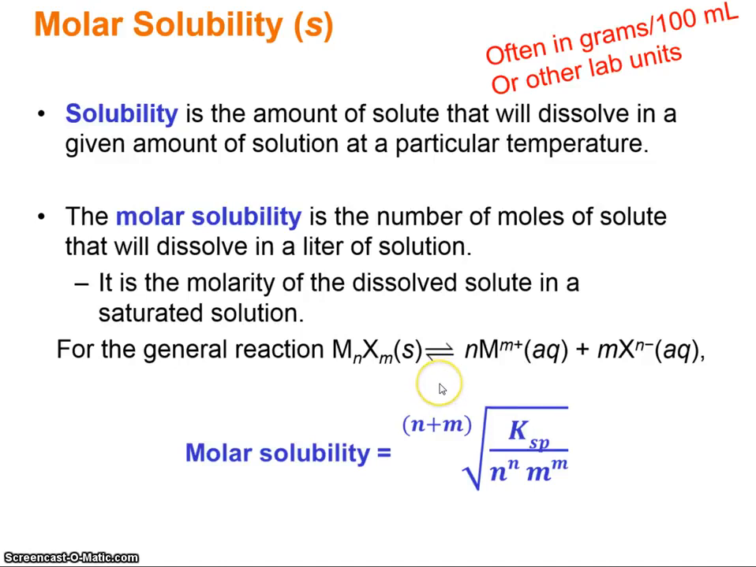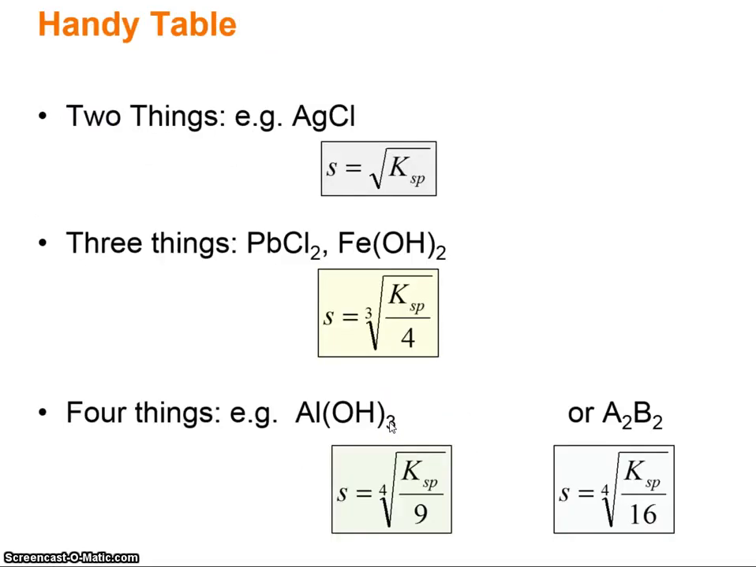So I made you a little handout. This is a convenient equation to do that. Personally, I would just set up an ice table each time. If you want, here's a handy little table. If I've got two things, my solubility S of either of these is just going to be the square root of Ksp. If I've got three things like PbCl2 or Fe(OH)2, it's going to be the cube root of Ksp over 4. If it's four things, it's going to come out like this. So it kind of depends on what you're trying to solve for.